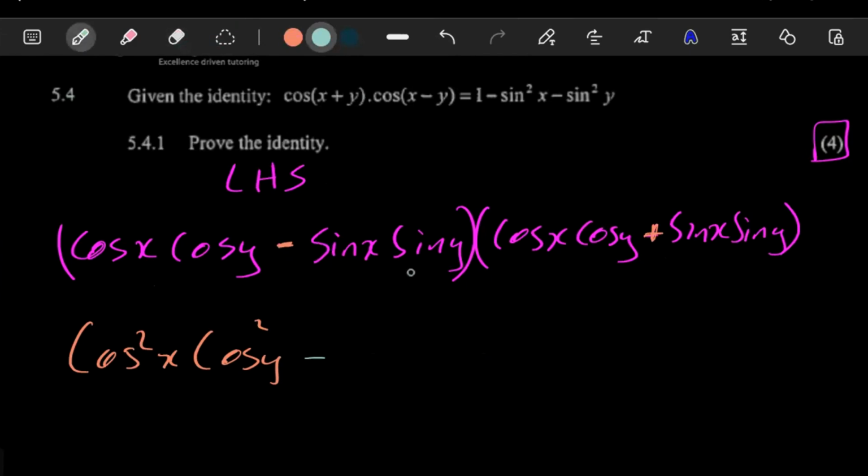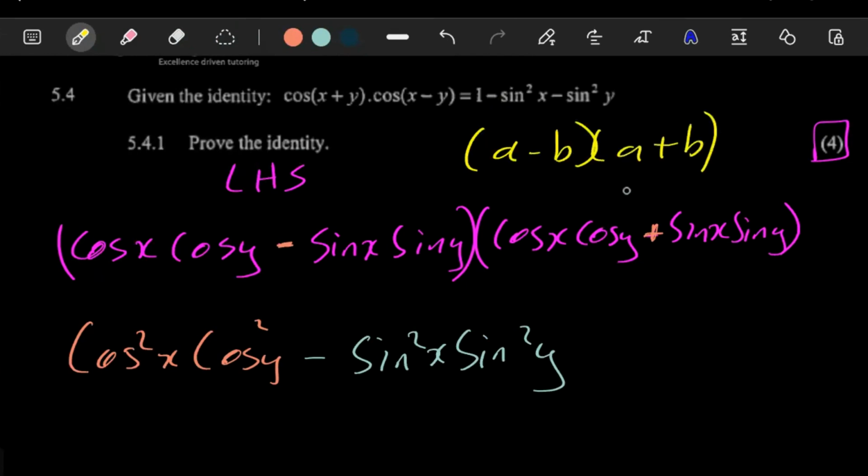And then you can just square this value also. Sine squared x, sine squared y. This is just the difference of two squares, because logically you should be seeing something like a minus b, a plus b. You see, that's what we're seeing here.